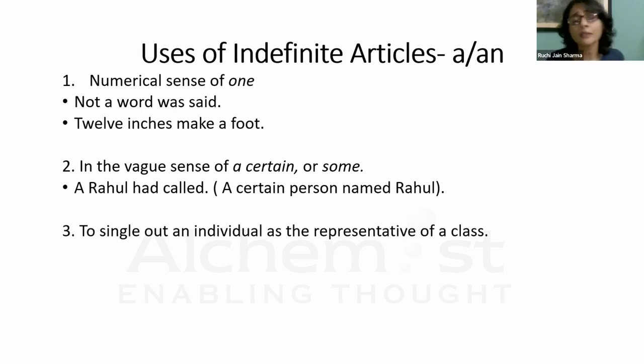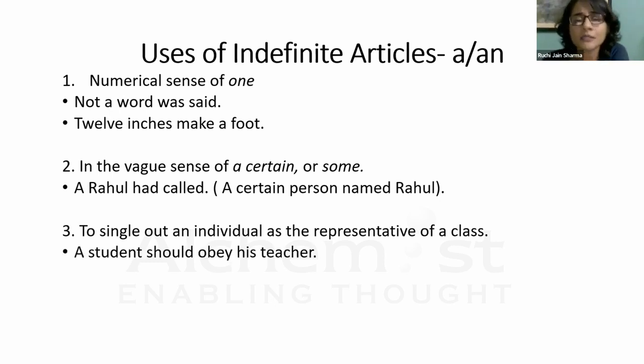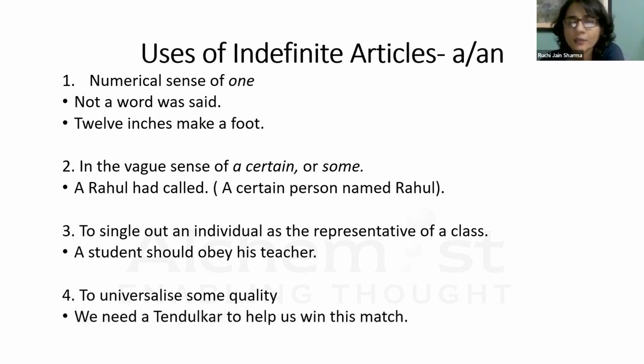Now, to single out an individual as a representative of a class, right? So a student should obey his teacher. So it doesn't mean that just one student should obey. It means all students should obey their teachers, right? Then to universalize some qualities, like I said, we need a Tendulkar to help us win this match. A Tendulkar basically will mean a great player, right?